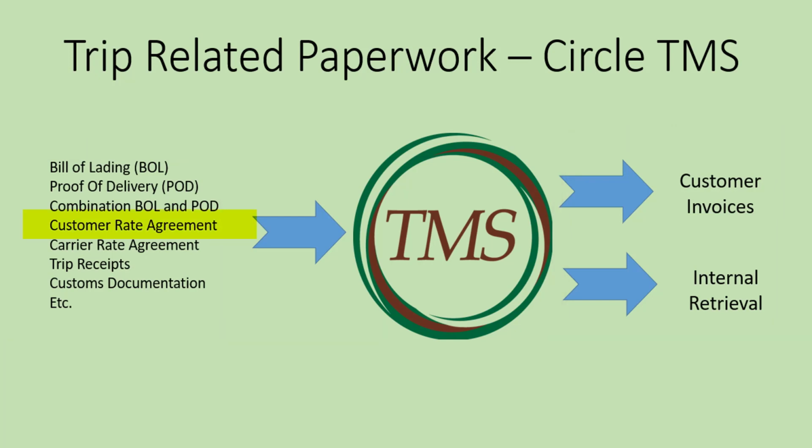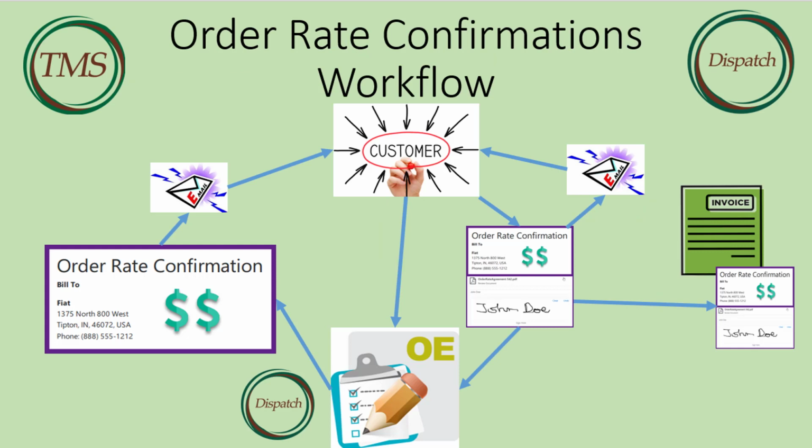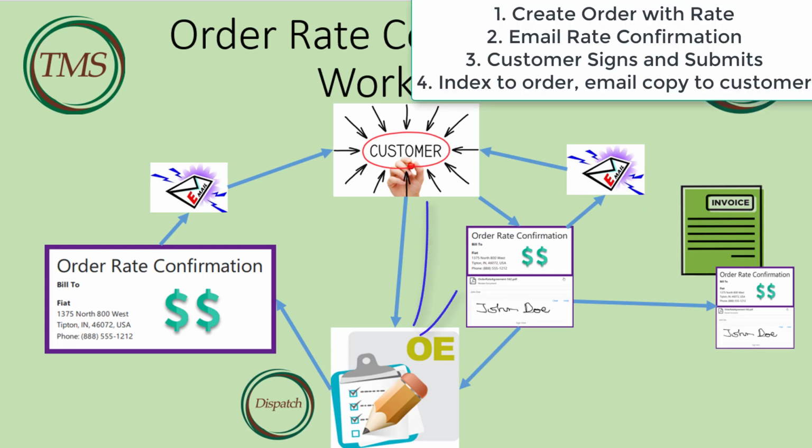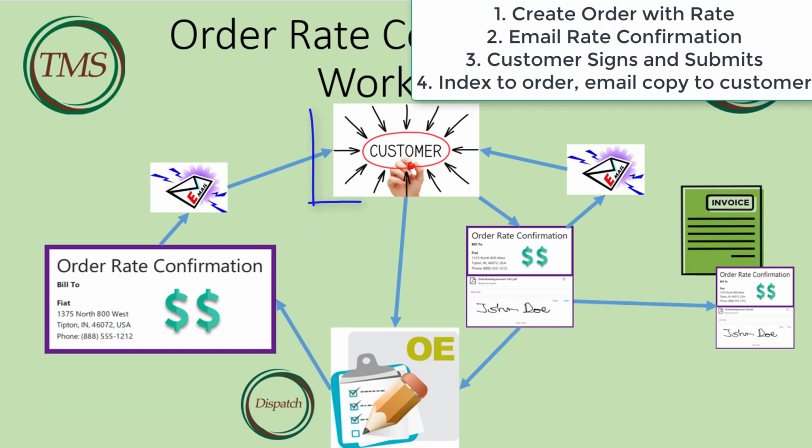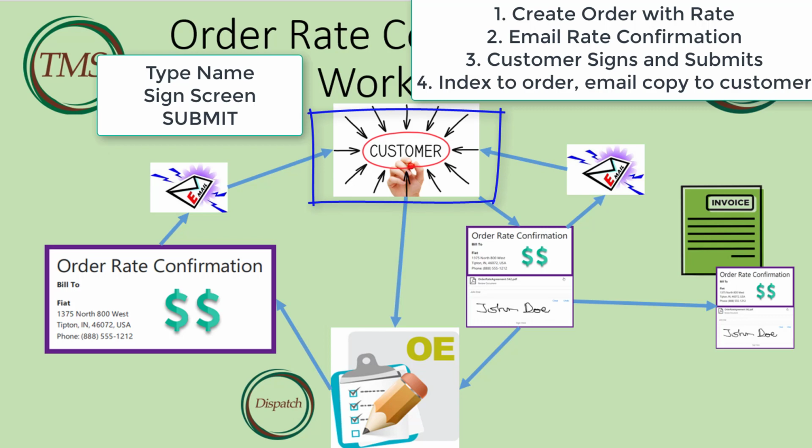This video will focus on how your customers can electronically sign a rate agreement document. Before we show you the actual screens, here is the workflow process. First, you enter your customer order into the system and set the rate. Second, you send the rate confirmation document via email to your customer. Third, from the email, your customer clicks the link to open a signature page. They type their name, sign the screen, and then submit the document.